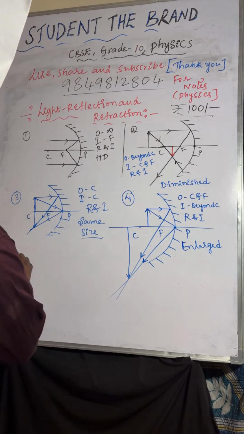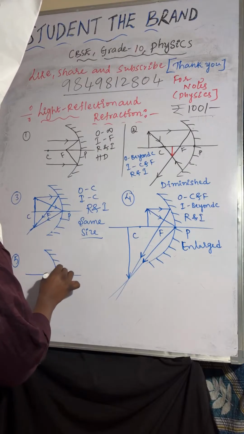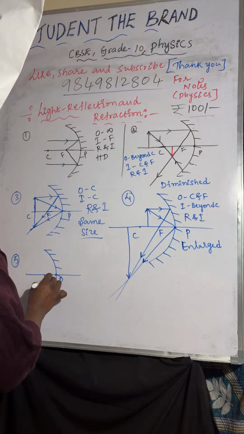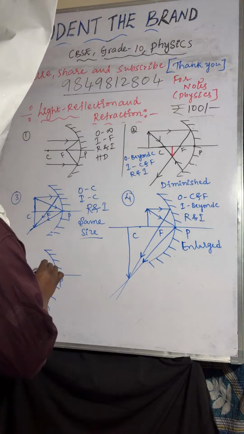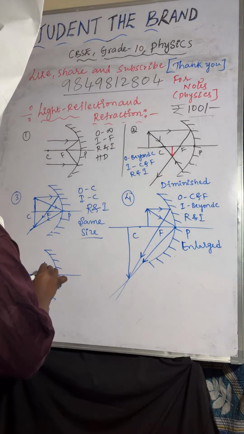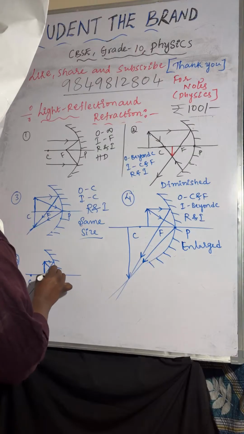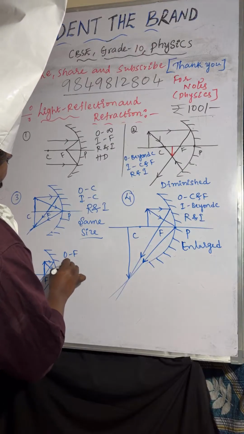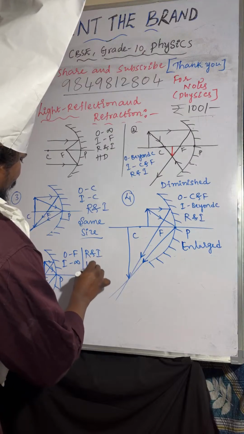And coming to the fifth one: pole, focus and center of curvature. The object is placed at F. One light ray I am taking like this, and after reflection it passes through the focus. Another light ray is incident at the pole, and it reflects back. So the object is at F, and the image is forming at infinity. The nature of the image is real and inverted, and the size of the image is highly enlarged.